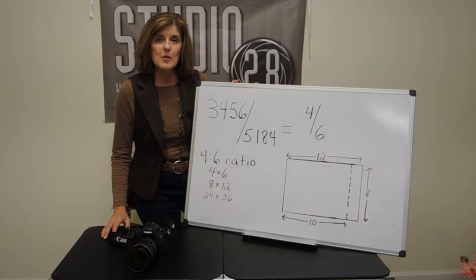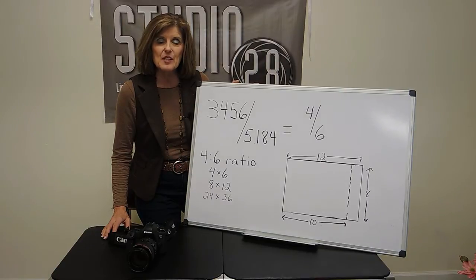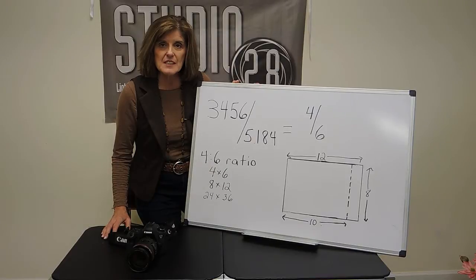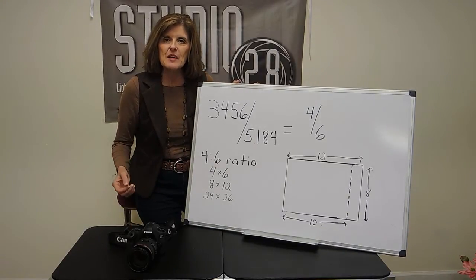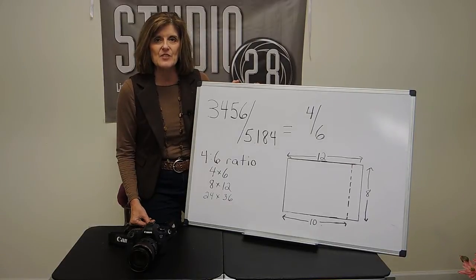In this video, I'm going to explain what a camera aspect ratio is, what they are, and why it is important to learn this, especially if you like to make prints. So an aspect ratio is basically the size of the image that comes out of your camera.